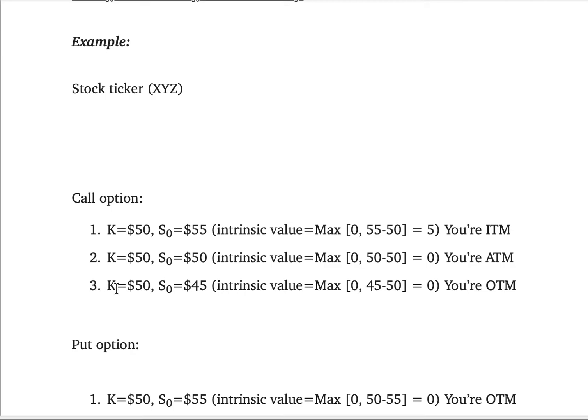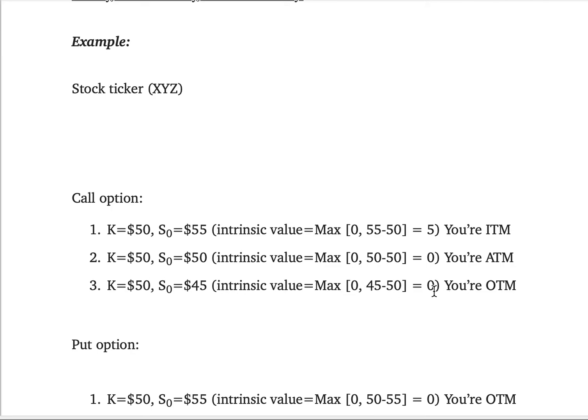Example number 3 for the call option. Strike price 50. Stock price is 45 now. Intrinsic value is going to be the maximum between 0 and 45 minus 50. Well, wait a second. 45 minus 50? 50 is higher. I'm going to have a negative number here. That negative number is going to be minus 5. So what is the higher number between 0 and minus 5? It's not minus 5. It's 0.